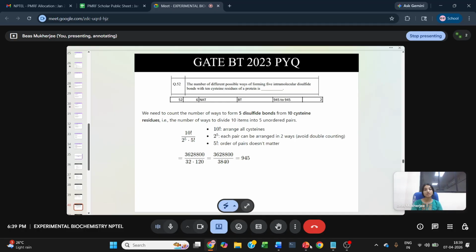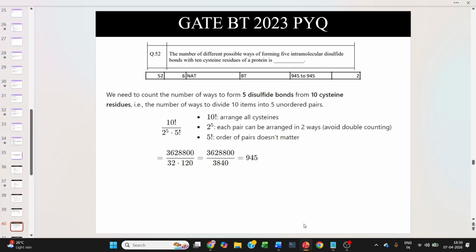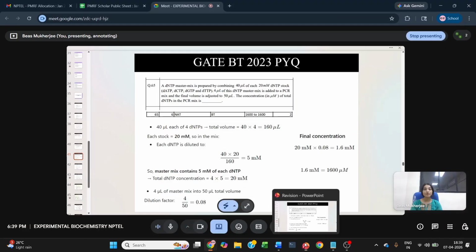So 10 factorial is arranging all cysteines, 2 to the power 5 because each pair can be arranged in 2 ways, so we avoid double counting, and 5 factorial is because the order of pairs doesn't matter. Okay, so now you get this full value and then when you multiply you get 945. So the right answer is 945 to be exact. Okay, and there were 2 marks for this particular question. What about the next question?